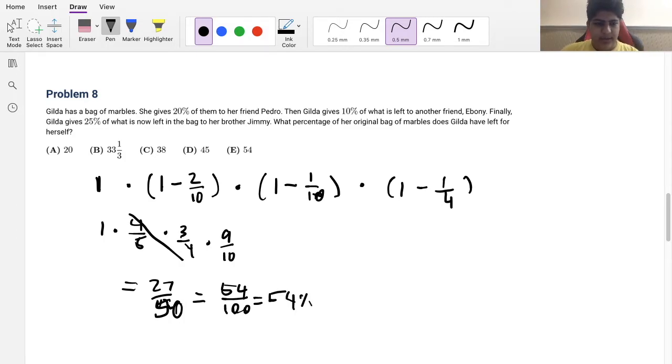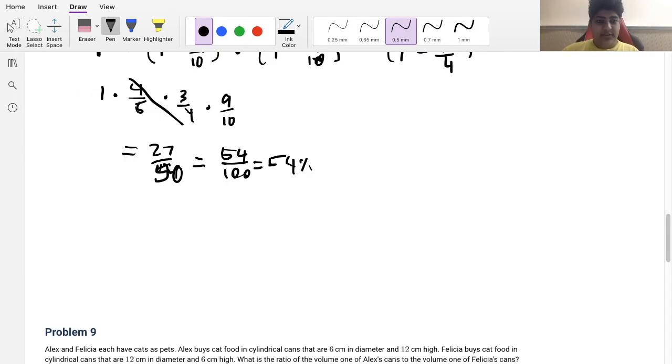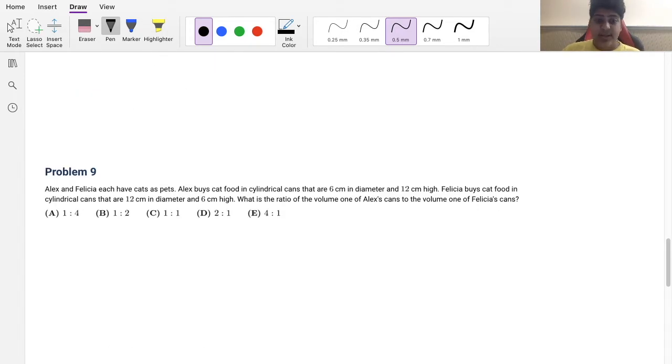Now let's move on. Problem number 9. Alex and Felicia each have cats as pets. Alex buys cat food in cylindrical cans that are 6 cm in diameter and 12 centimeters high. Felicia buys cat food in cylindrical cans that are 12 centimeters in diameter and 6 centimeters high. What is the ratio of the volume of one of Alex's cans to the volume of one of Felicia's cans?